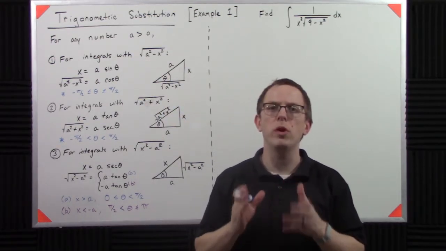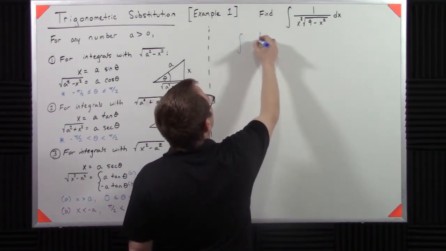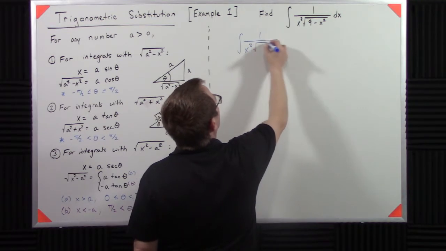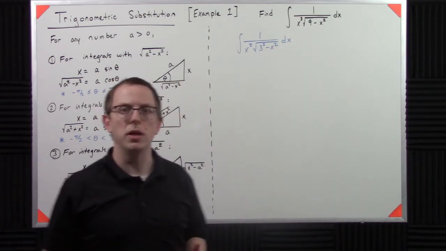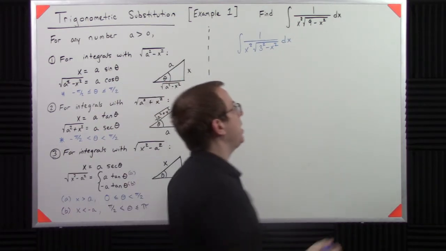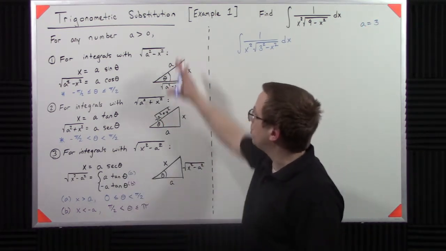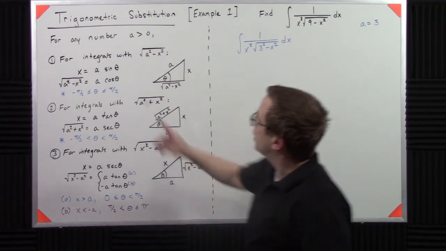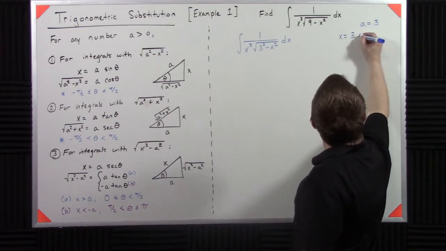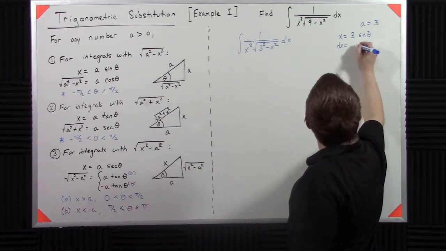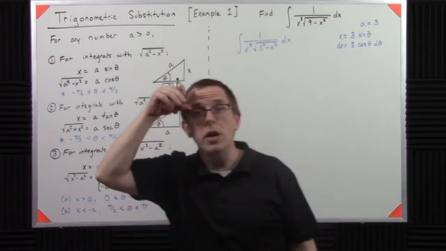So the first thing I need to do is rewrite this in a meaningful way. I can write that as 3 squared minus x squared. So that tells me that my a is 3. Then I can refer to my template and say, if that's true, then x is a sine theta. So x is 3 sine theta. That gives me that dx is 3 cosine theta d theta.